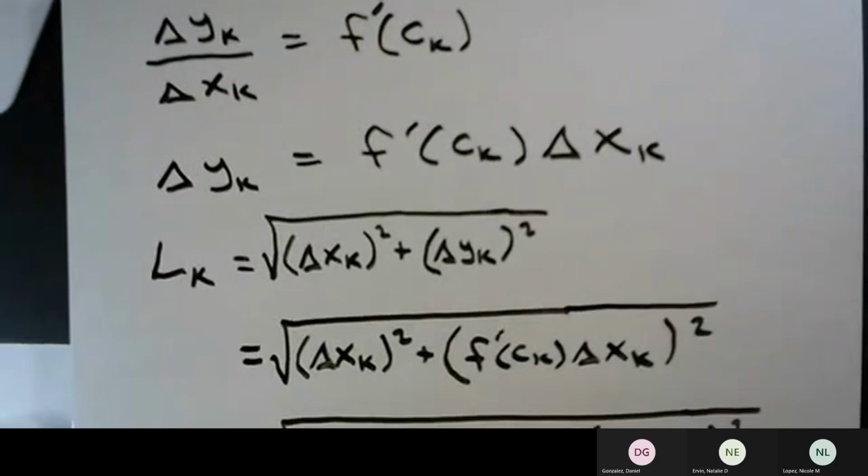Now, where this becomes a problem is when we try to put the formula together. So if we take a look at our formula, the integral from a to b, or for us it'll be 0 to 2, 1 plus f prime of x squared dx.